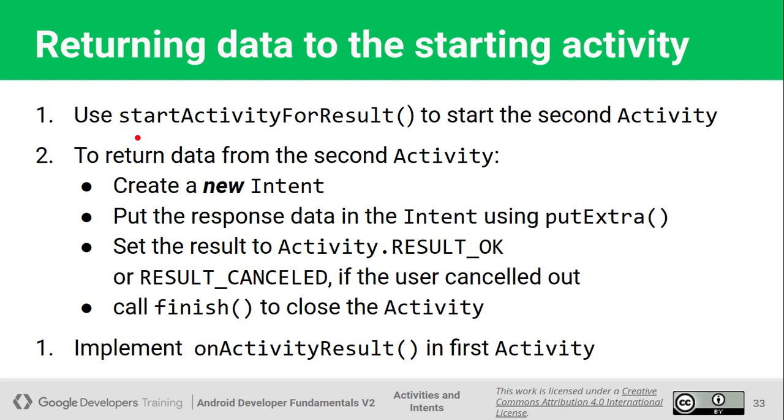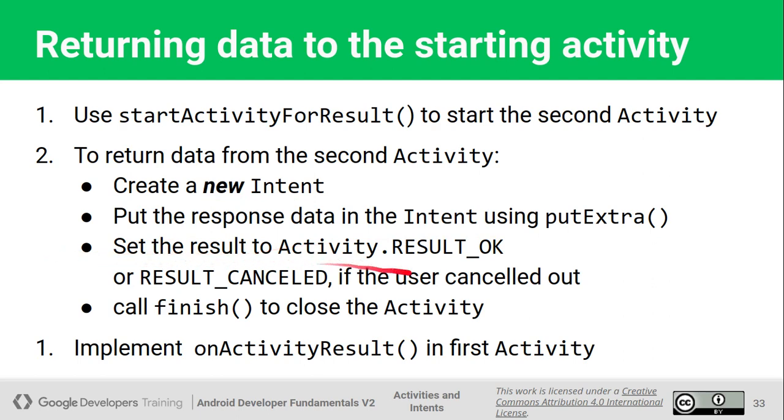To start an activity, we call the function startActivity, but in this particular case, if we want to send a message back to the first activity, we will call startActivityForResult. So the first step in the second activity, where we want to send the data back to the first activity, is to create a new intent object and put the response data into the intent using putExtras.